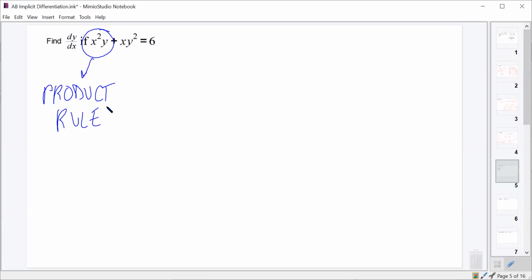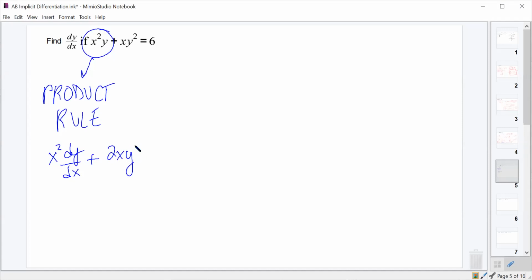And we're taking the derivative of this with respect to x. So we should get x squared, and then the derivative of y. Well, what's the derivative of y with respect to x? It's dy dx, exactly. So the first half of the product rule should be x squared dy dx. And then the second half of the product rule should be plus the derivative of x squared, which is 2x. And then the y just stays as a y.